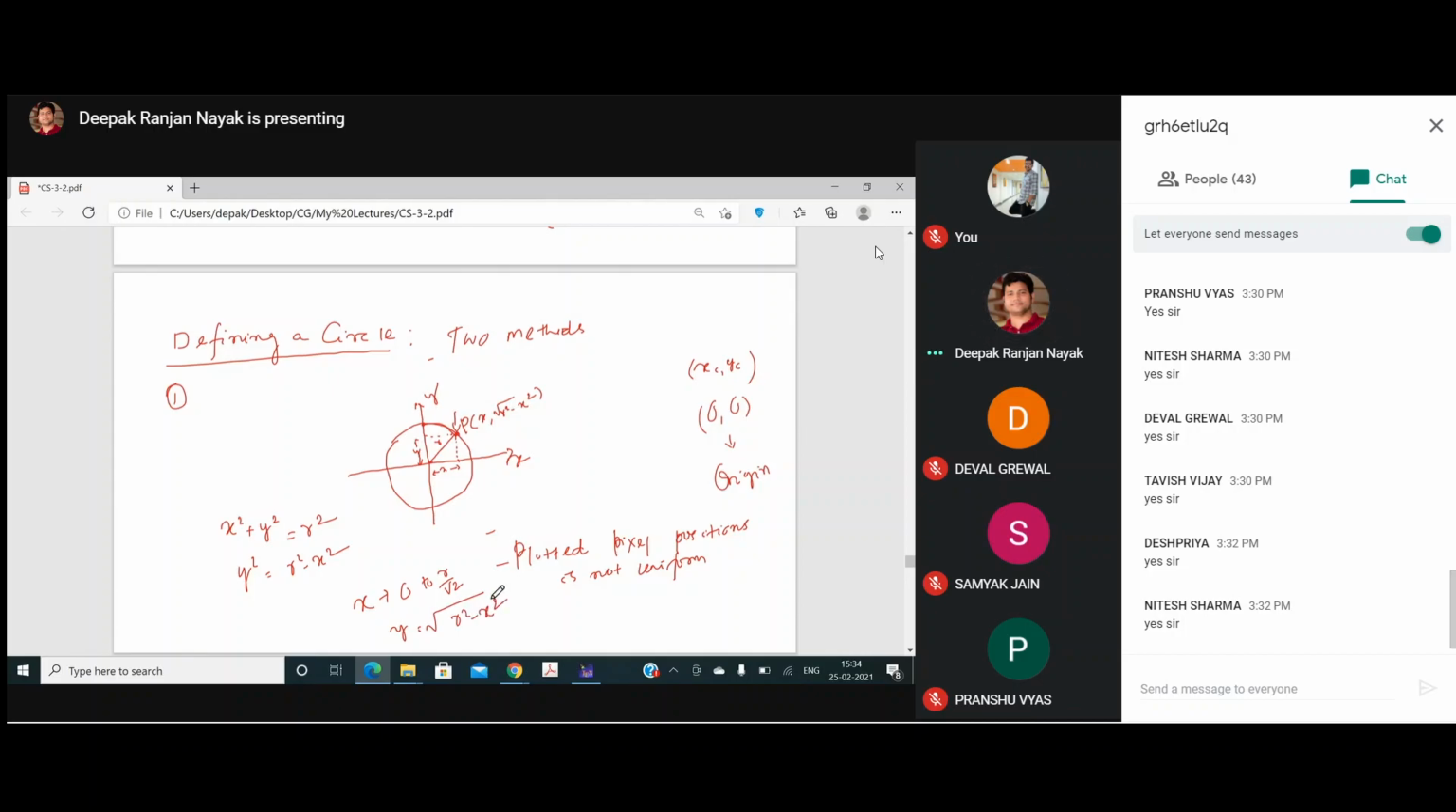So this is not an efficient method. Why? Because it involves these operations: square operation, power operation, as well as square root operation. That is why this method is not at all efficient.